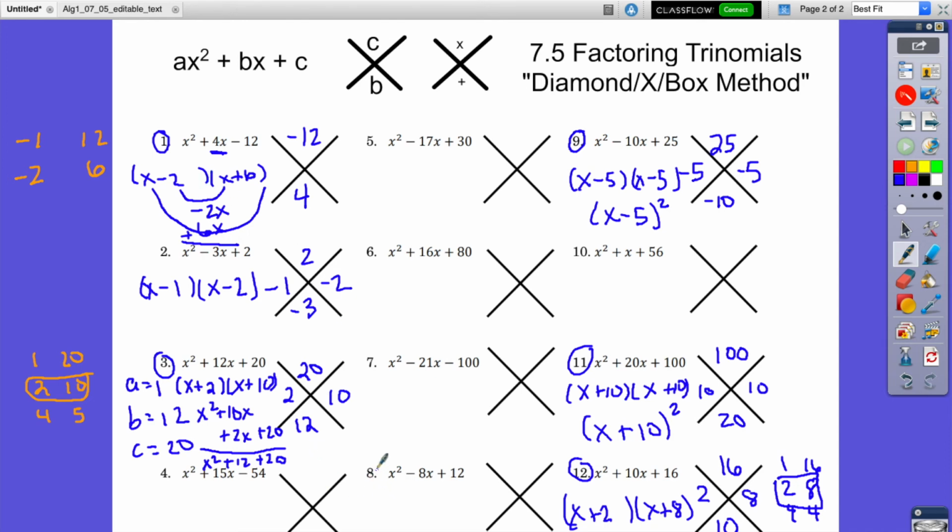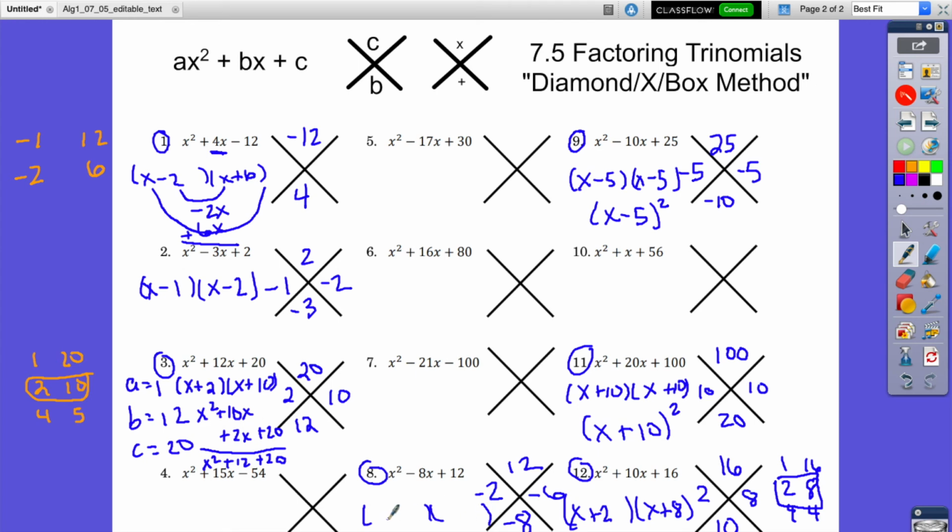We'll jump down here to number 8. Okay, remember 12 goes up here, negative 8 goes here. So what two numbers possibly could make negative 8 when I add them? Well, 1 and 12 will never make 8. 2 and 6, yeah, that could make 8. But let's see. I think it's going to be negative 2 times negative 6. Well, negative 2 times negative 6 makes 12. Perfect. Negative 2 plus negative 6 does make negative 8.